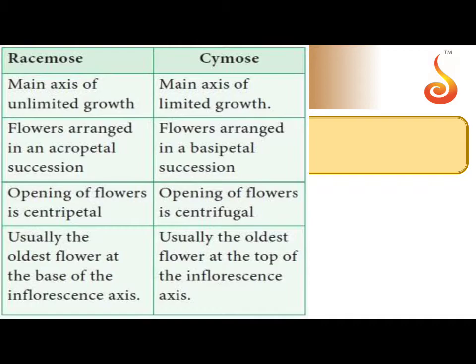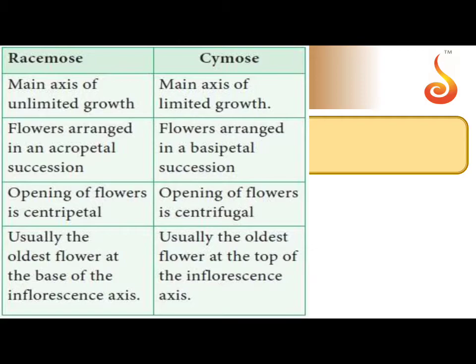Second difference: in racemose, flowers are arranged in acropetal succession. That means older flowers at the base, younger flowers at the growing tip. In cymose, flowers are arranged in basipetal succession. The peduncle ends up forming a terminal flower, so any new flower would develop below the terminal flower.